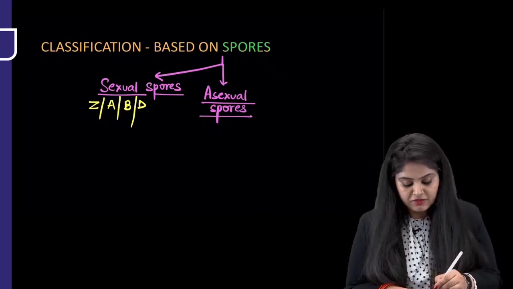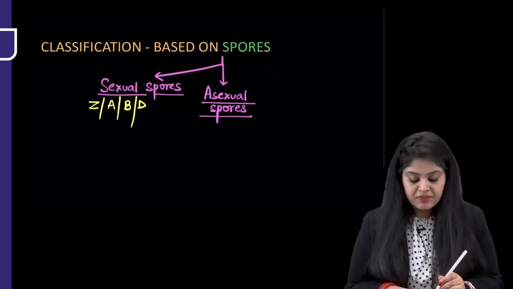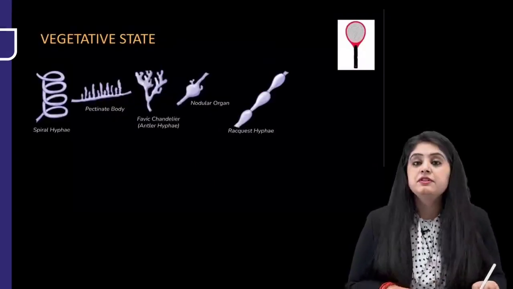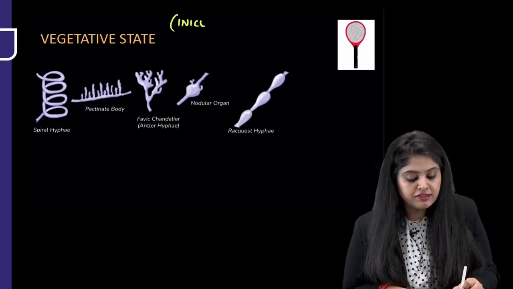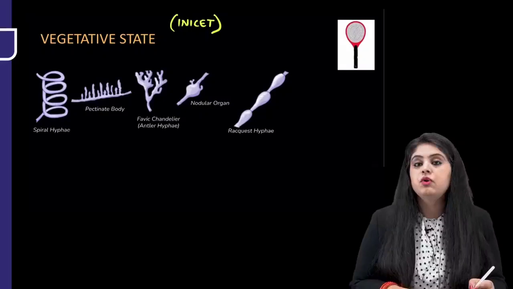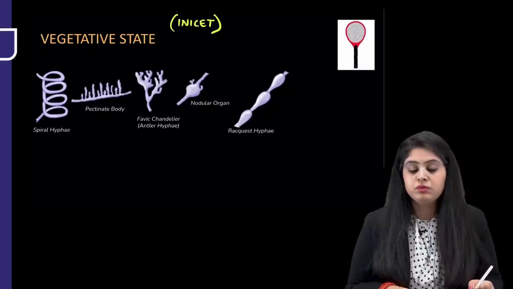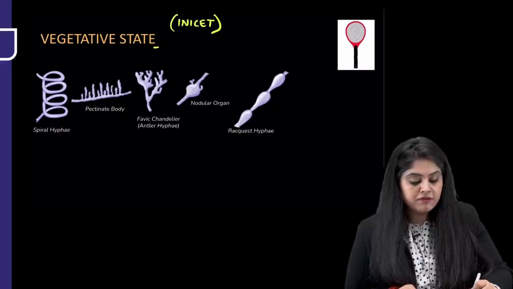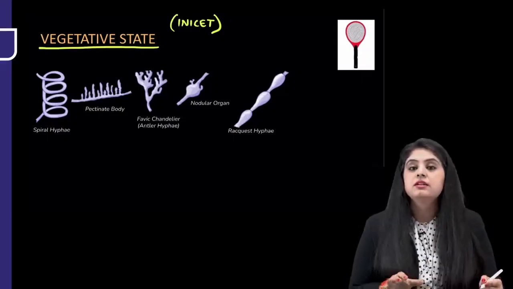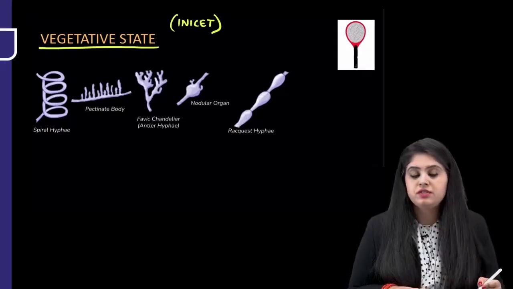Having said that, the classification is still not over. How do you identify the different vegetative states? Now, this is something again for students who are targeting INI CET, not very important for the NEET and FMG students. It's important more for INI targets. After the spores, how do they get classified on the basis of the vegetative state?